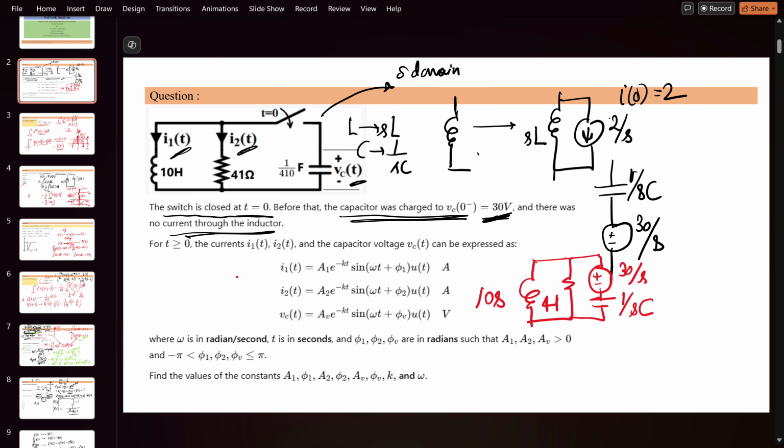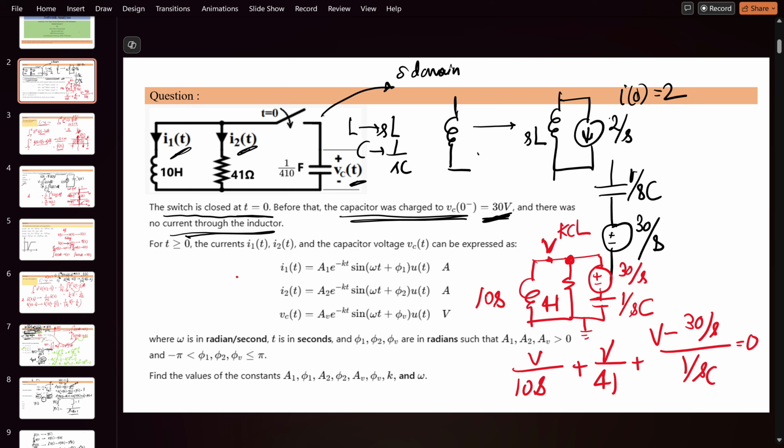C is given. Okay. Now what you have to do in this kind of problem is just apply the KCL here. Assume this is V. So V divided by current, we assume that it is going out of that network. It will become V divided by 10S, plus V by 4, plus (V minus 30 by S) divided by 1 upon SC, equal to 0. Solve this problem and then find out what the value of V in the S domain is. Okay. Then see how to convert from the S domain to the T domain.